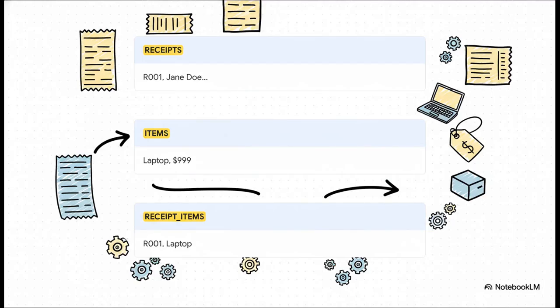So how do we fix it? Well, we do the intuitive thing. We break the table apart into logical groups. We make a table just for receipts. We make another table just for items. And this is the magic part, we make a third special linking table called receipt_items that just connects the other two. Now, every piece of data is living in a home that's actually about it.